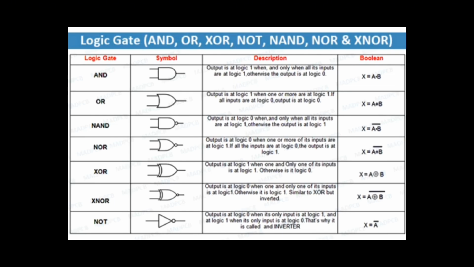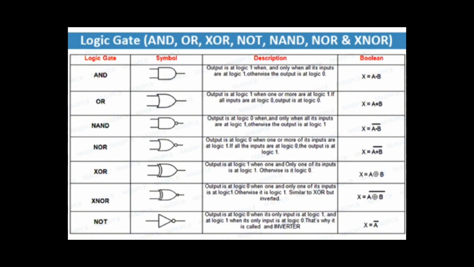NOR: X equals A plus B, NOR. Output is at logic 0 when one or more of its inputs are at logic 1. If all the inputs are at logic 0, the output is at logic 1. XOR: X equals A plus B. Output is at logic 1 when one and only one of its inputs is at logic 1, otherwise it is logic 0. XNOR: X equals AB XNOR. Output is at logic 0 when one and only one of its inputs is at logic 1, otherwise it is logic 1. Similar to XOR but inverted. NOT: output is at logic 0 when its only input is at logic 1, and at logic 1 when its only input is at logic 0. That's why it is called an inverter.